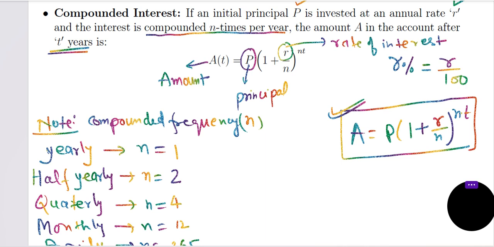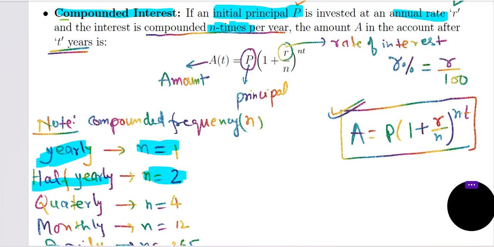This is another formula to find the compound interest. If we keep an initial amount in a bank, which gives the annual rate or interest rate, which is compounded n times a year. Suppose one time for a year, yearly. If it is n 2, half yearly. If it is quarterly, then n 4, monthly n 12, daily n 365. Then the amount A in the account after t years.